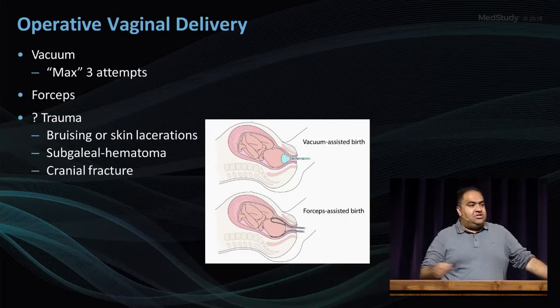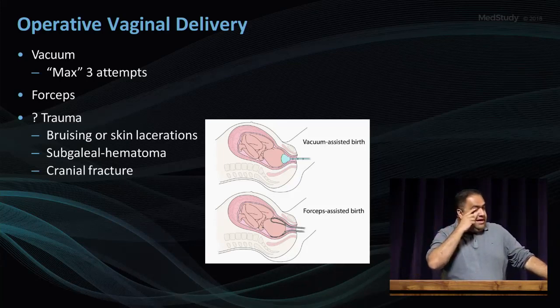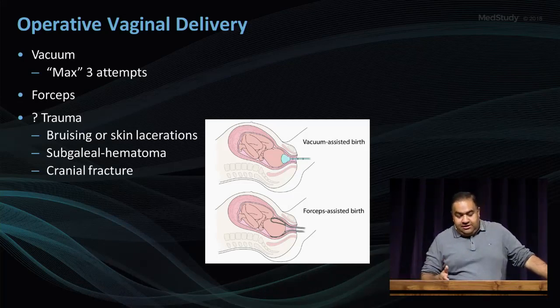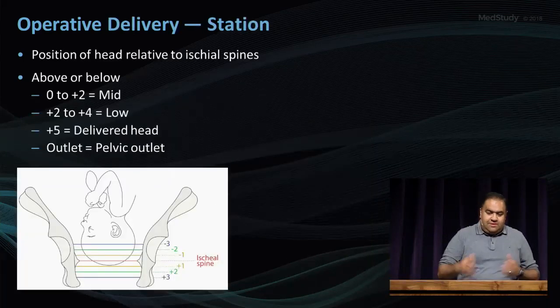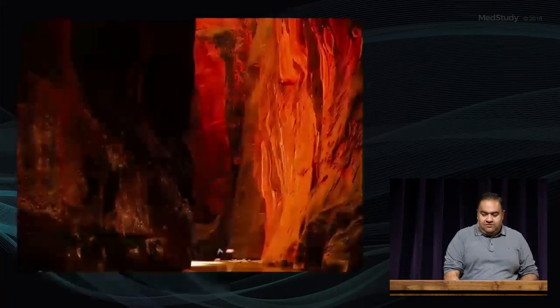Traumas, bruising or skin lacerations. When you go to do the C-section, if they cut through the uterus too deeply, a lot of lacerations around the forehead, over the eyelid, over the face can occur. Subgaleal hematomas and cranial fractures. So operative delivery, this is kind of how the baby is positioned in relation to the mom's pelvis.